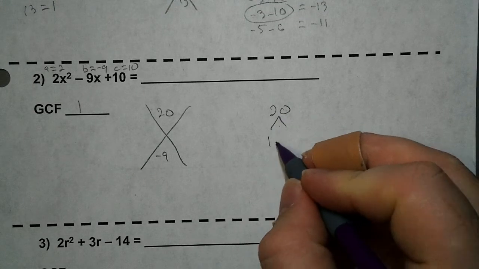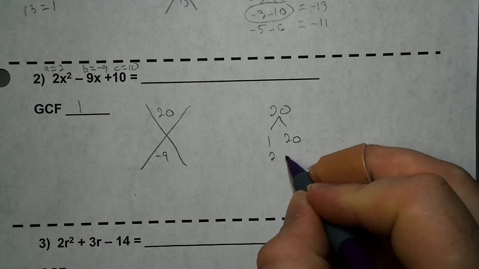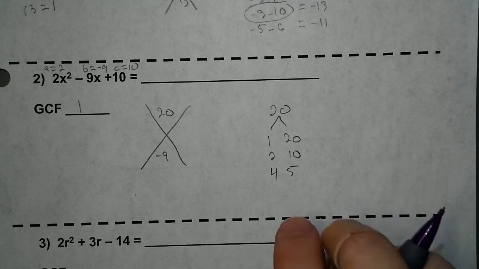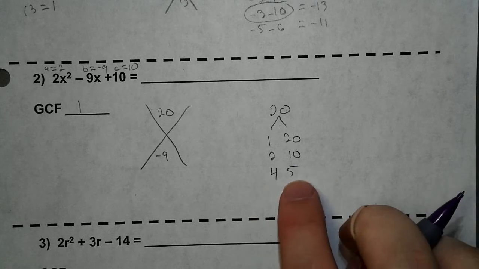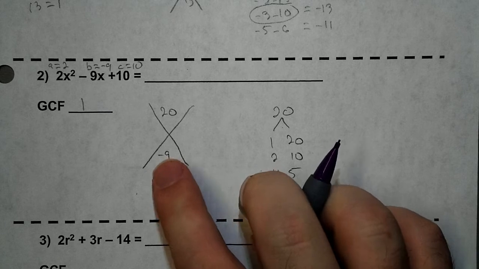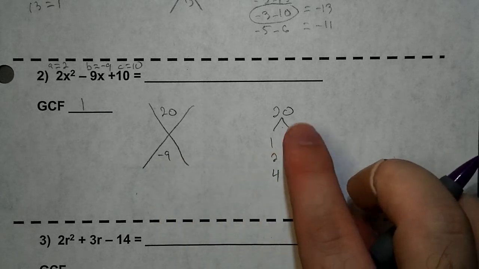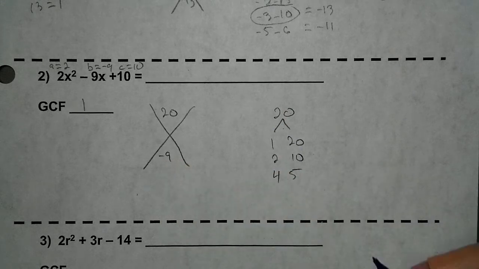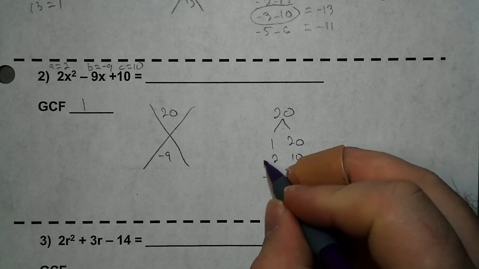Well, 20 is going to have 1 and 20. 2 times 10. 3 won't go in there. 4 goes in there 5 times. And then 5 goes in there 4 times. We repeated, so we can stop. Now, they need to add up to a -9. Well, the only way to multiply to a positive and add together to a negative is if they were both negative. So let's change all of these into negatives.